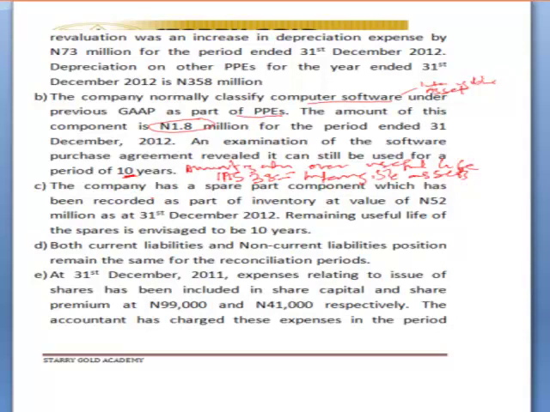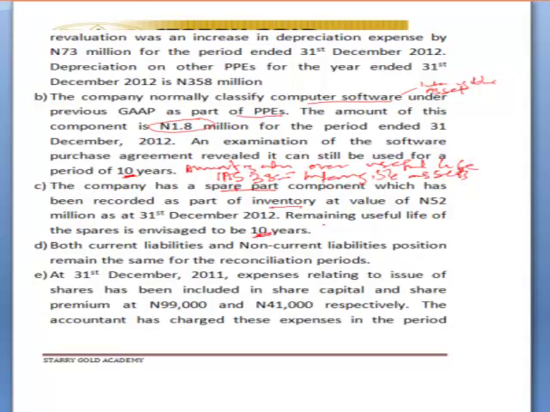Now for the C part, it says the company has a spare parts component which has been recorded as part of inventory at a value of 52 million naira as at 31st December 2012. Remaining useful life of the spares is envisaged to be 10 years. Now if you look at this, the spare parts component has been recorded as part of inventory, and if you look at the useful life of that spare part, it's showing 10 years.